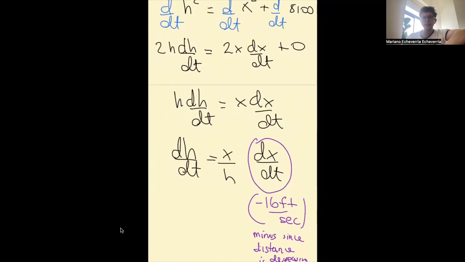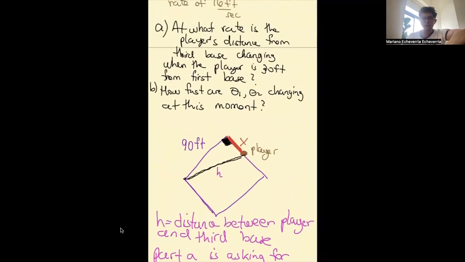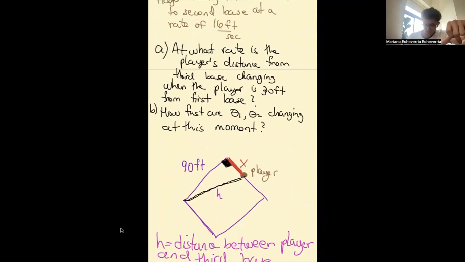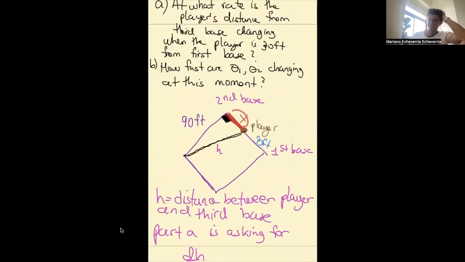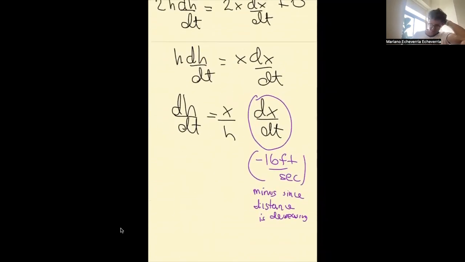And the problem is asking you to find this when you're 30 feet from first base, right? So here was second base. This was first base. So if there's 30 feet here, that means that x has to be 60 feet, right? Because the square is equal to 90 feet. So it's actually asking you to plug this in when x equals 60 feet. So dh/dt becomes 60 feet divided by h, times minus 16 feet per second.